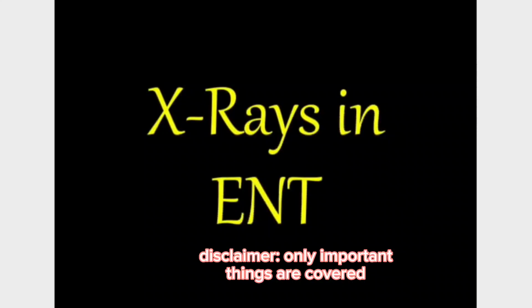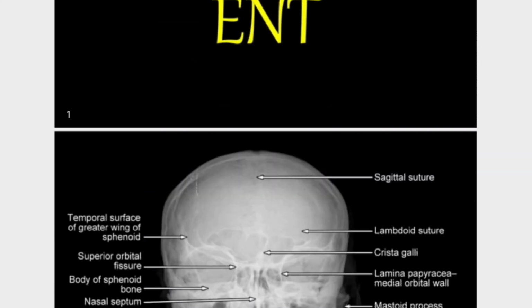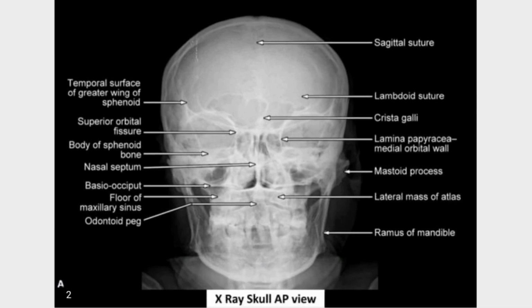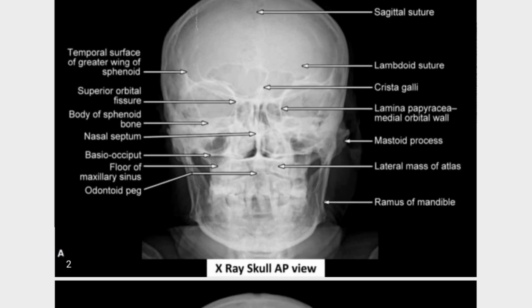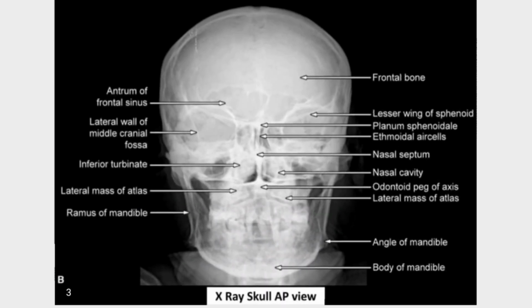Before knowing abnormal things in X-rays in ENT, first know the normal things. This is an X-ray skull anterior-posterior view. I won't read the landmarks, so you should read by yourself. X-ray skull anterior-posterior view.